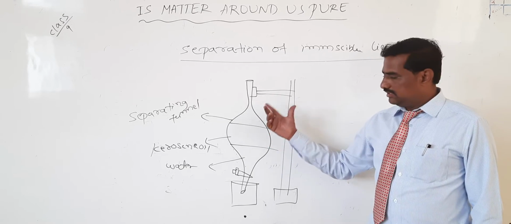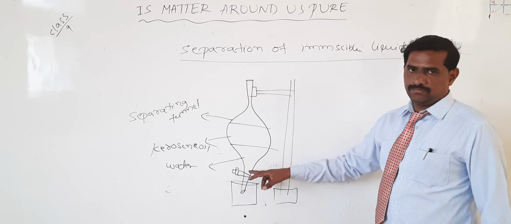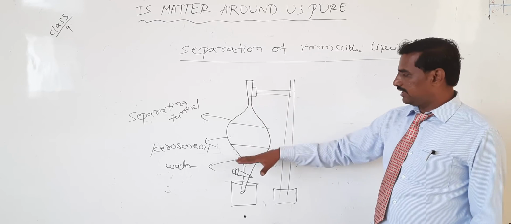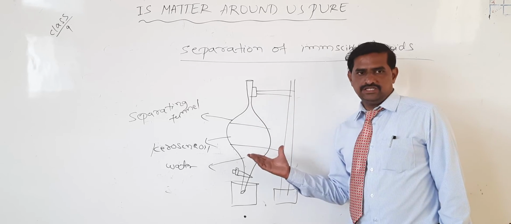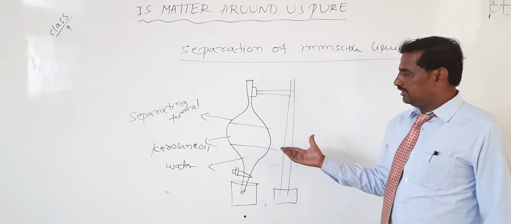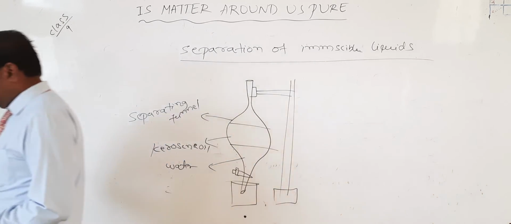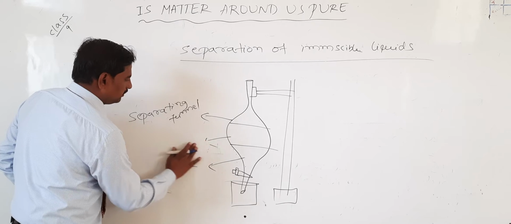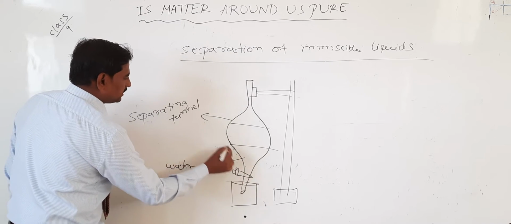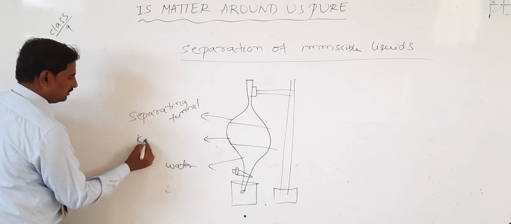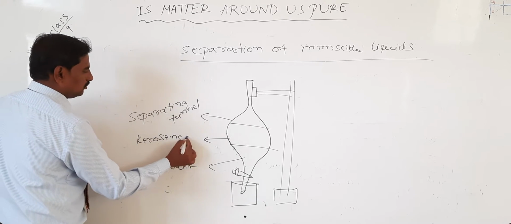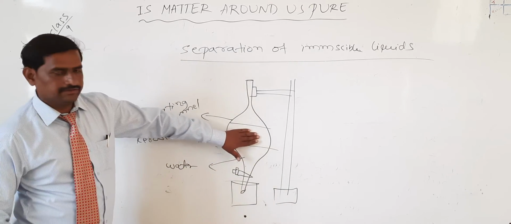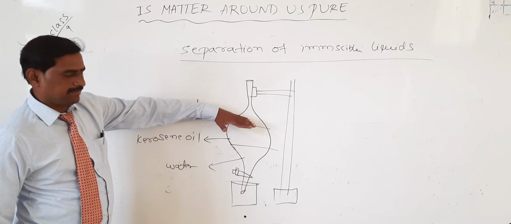Take one separating funnel, which has a stopper at the bottom. If we put the mixture of water and kerosene in it, we can see separate layers. The kerosene oil floats on the water because of its lesser density. Here we can see two immiscible liquids in the separating funnel.